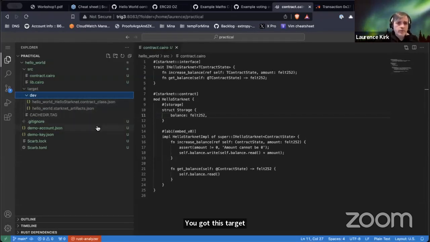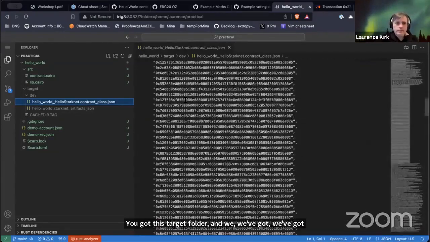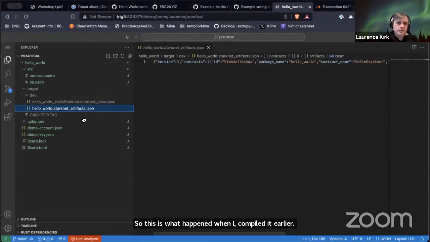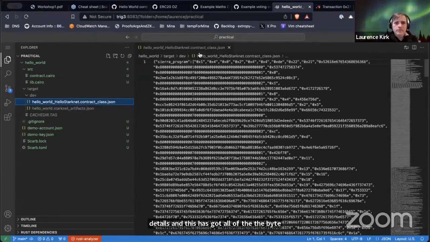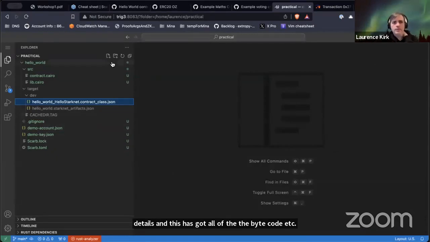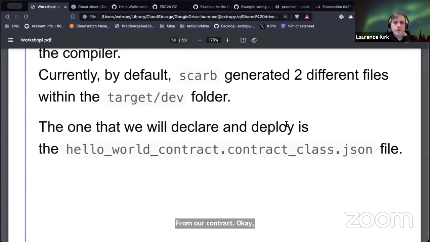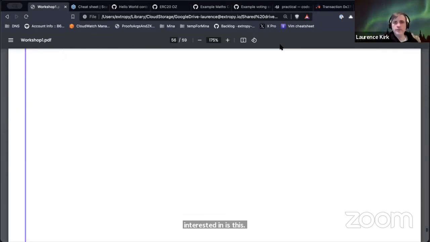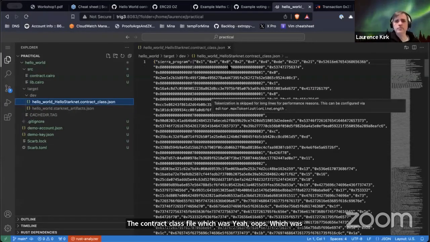So this is the compilation from our contract. This is what happened when I compiled it earlier. These artifacts are sort of saying the general details, and this has got all of the bytecode, etc., from our contract. Okay, so far so reasonably straightforward. Now, the one we're really interested in is the contract class file, which was this one.